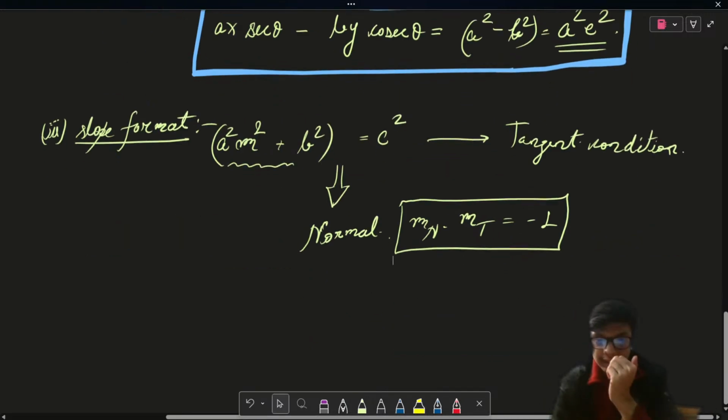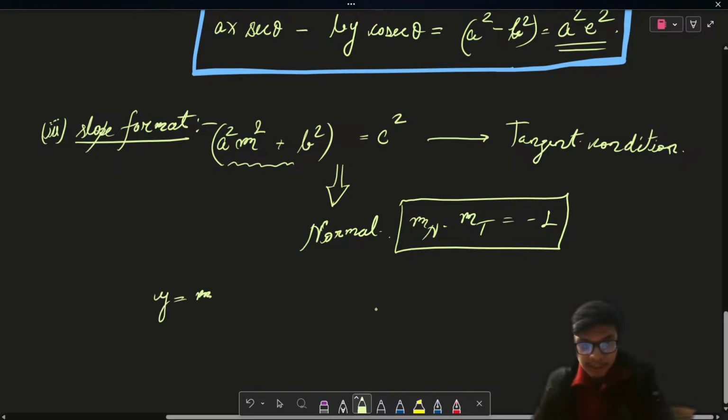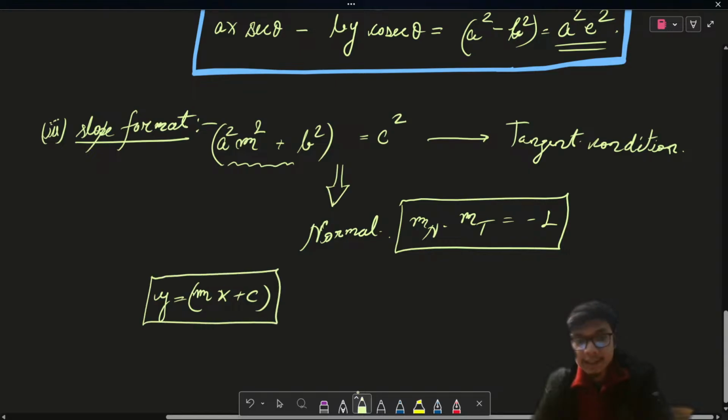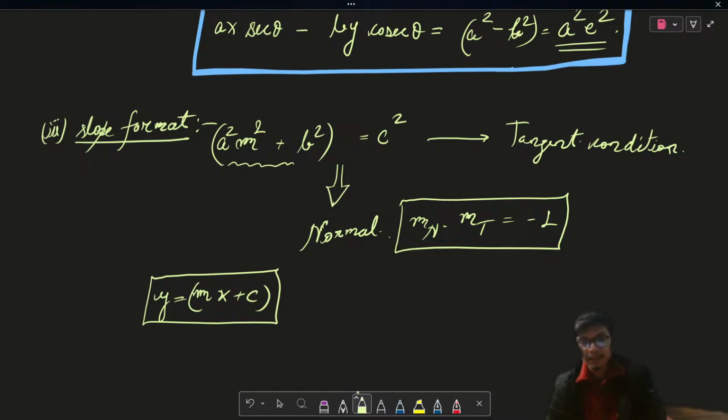But if I assume that my line y is equal to mx plus c is normal to this ellipse, then in order to obtain the normal condition, there are multiple ways to obtain this, right? The simplest way is this: I will first consider that if this line is a normal to the ellipse, I will consider the point of intersection of this line with the ellipse, right? Once I get the point of intersection, I will find out the slope of the tangent at that particular point.